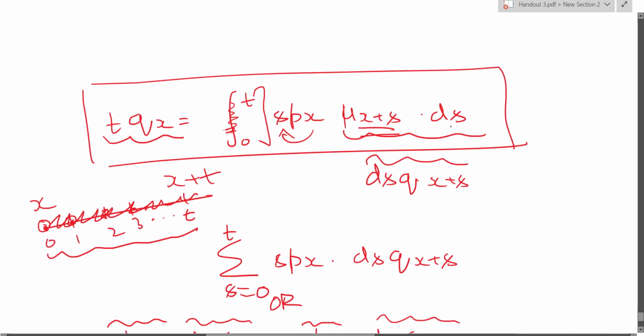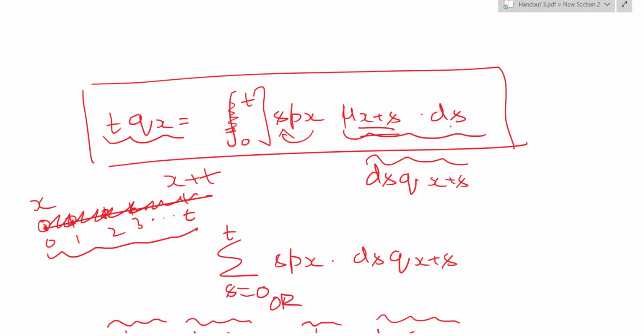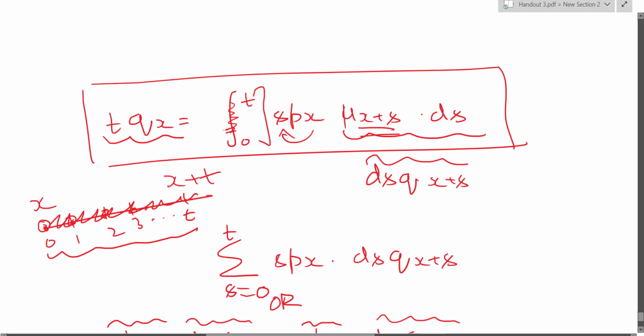So I hope you now intuitively understand these definitions, and also understand where they came from, okay? So that's my discussion. Thank you.